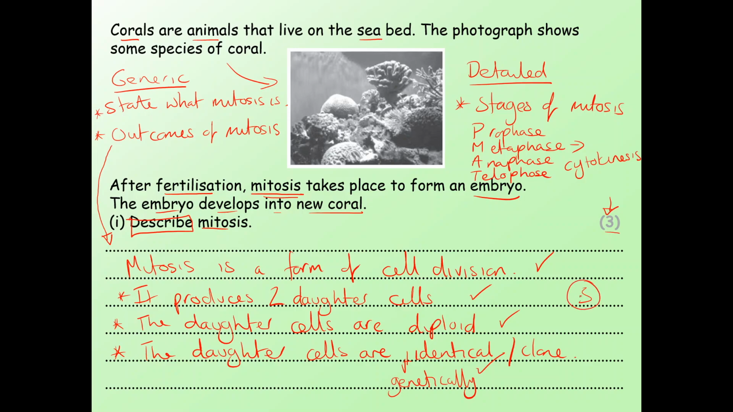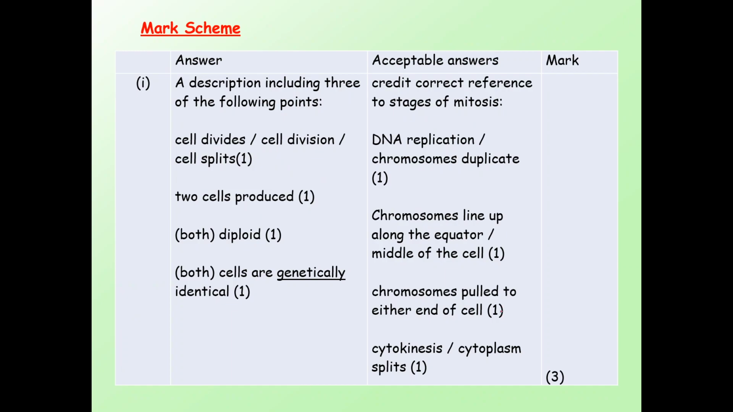Let's have a quick look at the detailed answer you could have given too. So we could have talked about the fact that the DNA is replicated, the chromosomes line up along the equator, so that's metaphase. And prophase. They're pulled to either end, so this is our anaphase. And then we've got the cytokinesis where the cytoplasm splits. I've actually missed out telophase here, where we get the 2 nuclei forming. Okay, brilliant. Let's have a look at the next question.